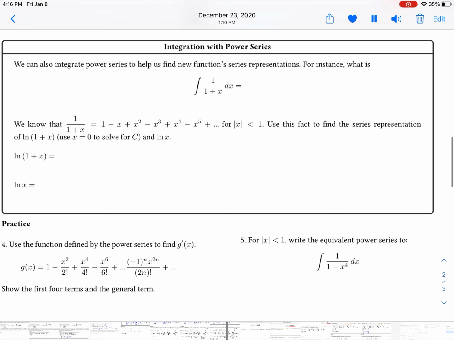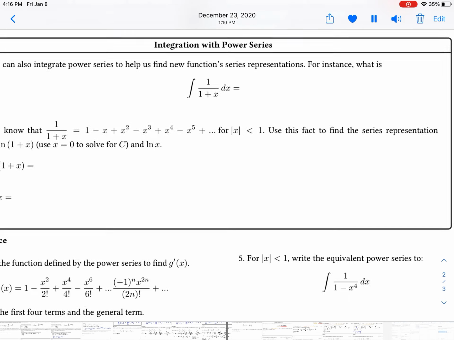So we just talked about finding the derivatives of power series to give us some information about the derivative of the functions, or vice versa. Well, we can also integrate power series to help us find new function series representations. So for example, let's start with this integral.